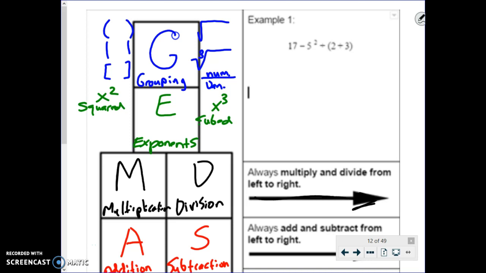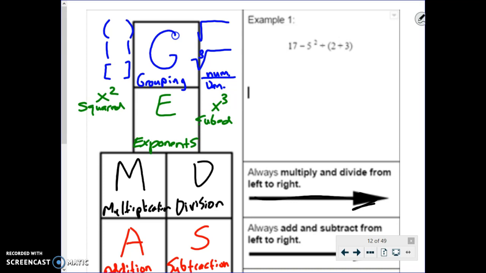A lot of times my students will want to think, well, I have multiplication and division, I need to do multiplication first because M comes before D in PEMDAS, but that's not the case. So we just need to make sure we clarify that we always multiply and divide from left to right. We always add and subtract from left to right. Just like we read a book from left to right, we read equations from left to right, we read lines from left to right.